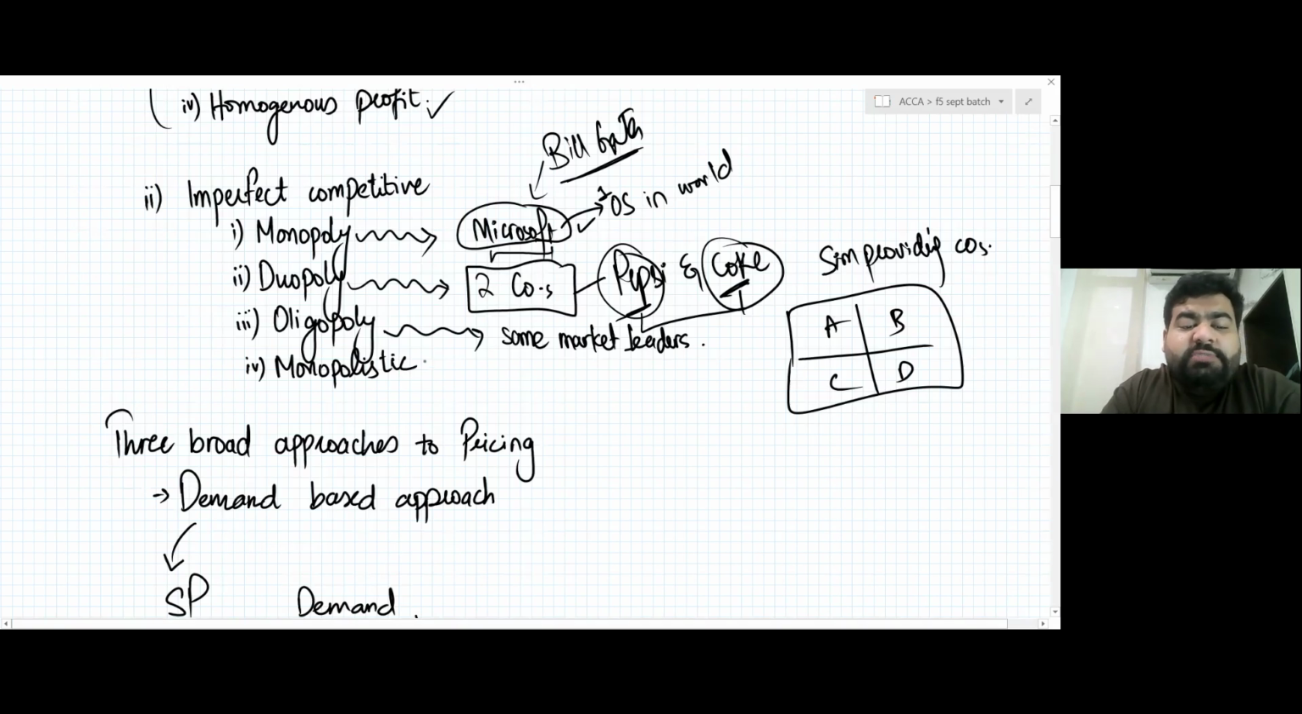And the last one is monopolistic. Monopolistic is the business, you can say the market, with similar products but not identical.